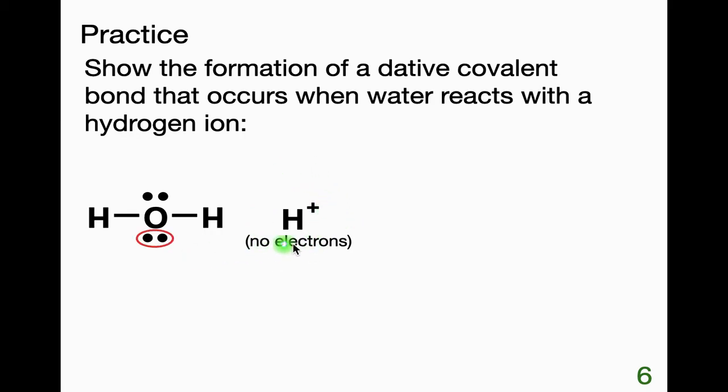Well, in order for a covalent bond to occur here, oxygen needs to supply both electrons. Now, the hydrogen still has its s orbital, it's just there are no electrons in it. So once oxygen supplies both electrons that are needed, you have the s orbital of the hydrogen overlapping with the p orbital from the oxygen to form that covalent bond.